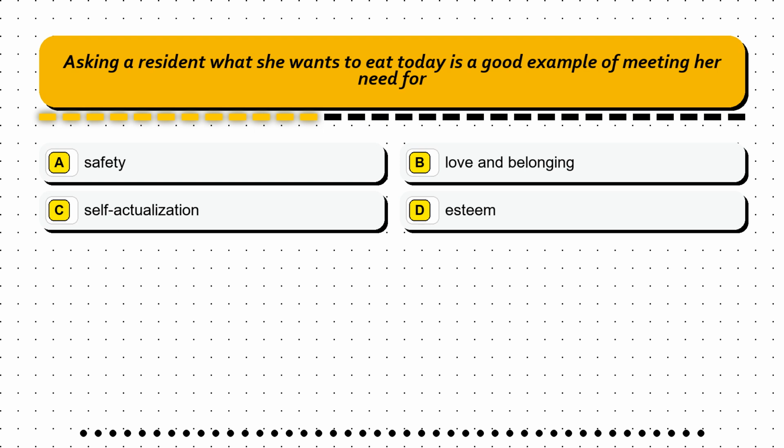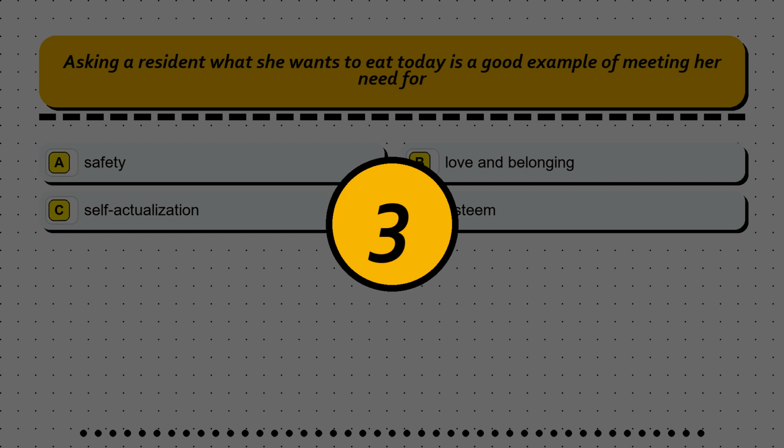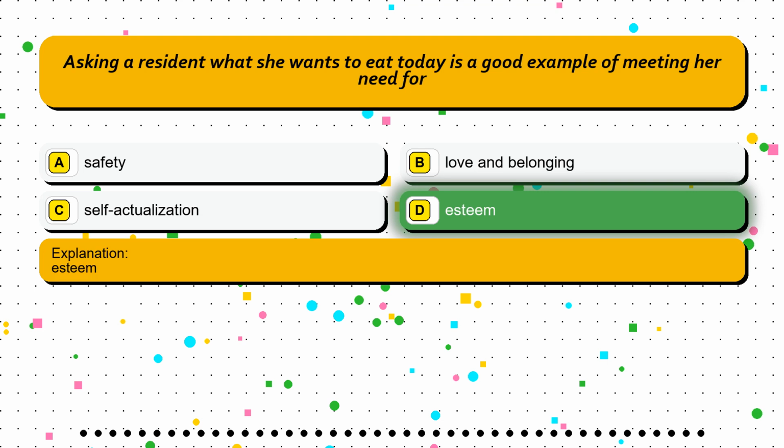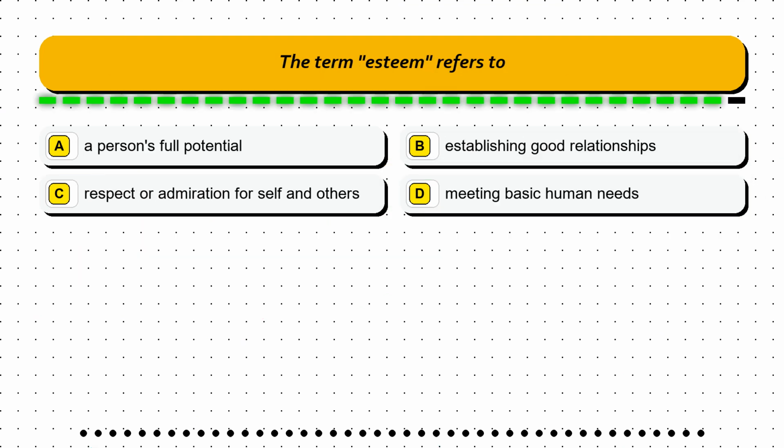safety. Option B, love and belonging. Option C, self-actualization. Option D, esteem. The correct answer is option D, esteem. Question 41. The term esteem refers to: option A, a person's full potential.